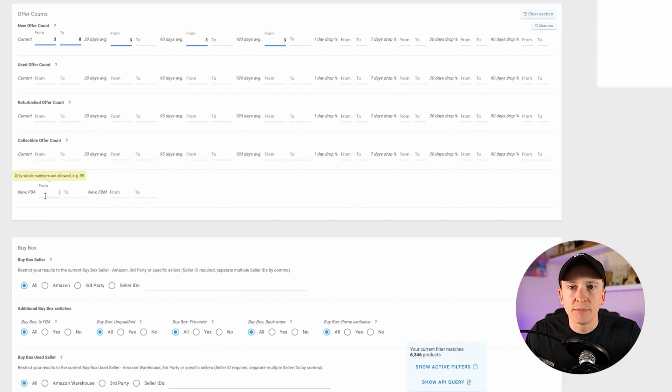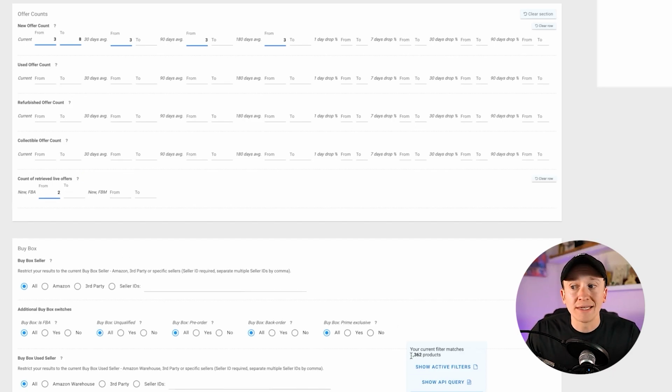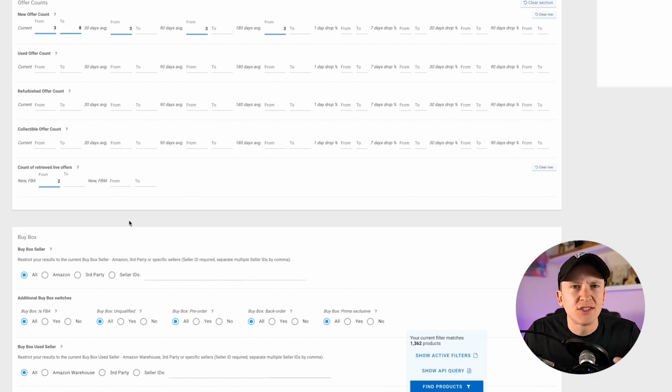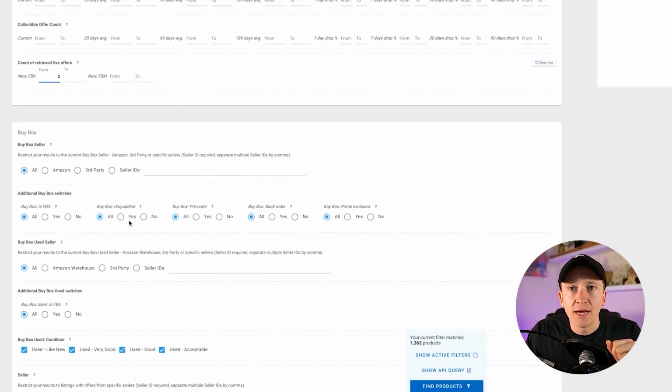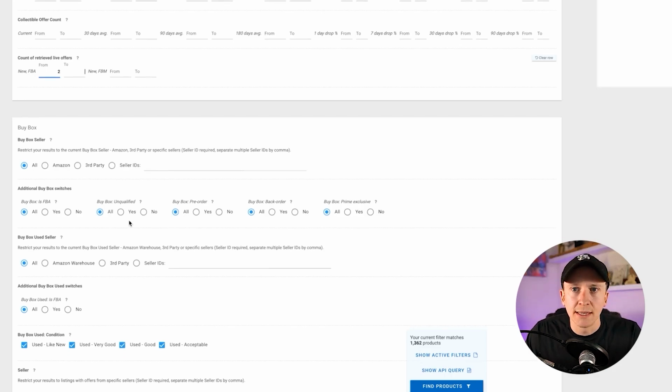Now let's do an experiment. We want a minimum of 2 FBA sellers on this, and now it brings it down to 1,362 products because we've got 2 FBA sellers currently, and we have 3 total sellers as a minimum. So this gives us a little more ability to find those products that are more arbitrage or wholesale opportunities.